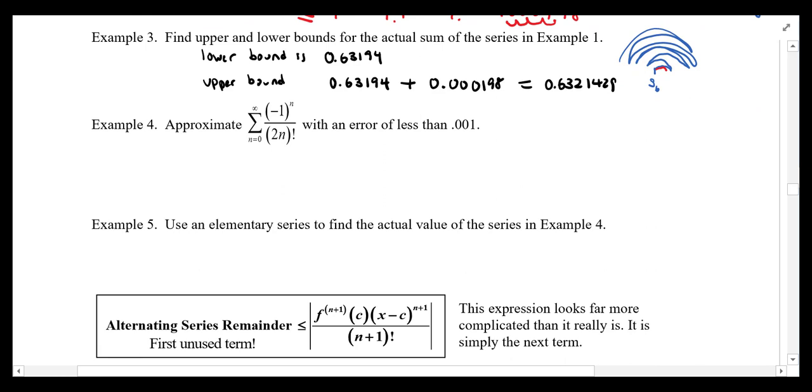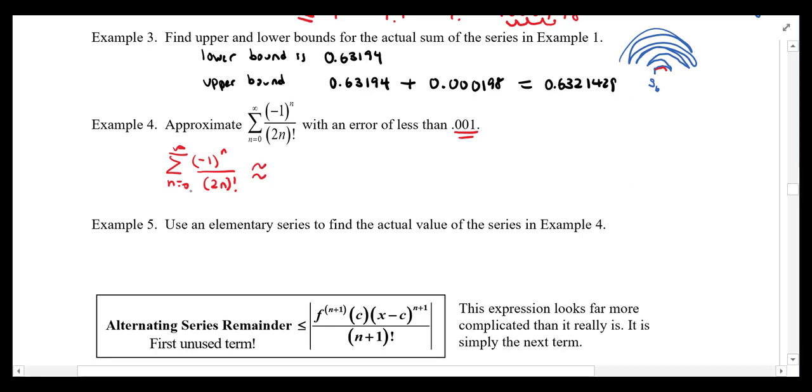Okay, so a few more questions here. Example number 4, another series. This time I want you to approximate it with an error that's less than 0.001. Just like example number 1, I think the best way of doing this would be to actually plug in the values and continue to find the partial sums along the way. Hopefully you'll find a place where the error between two partial sums is less than 0.001. Okay, so here we go.